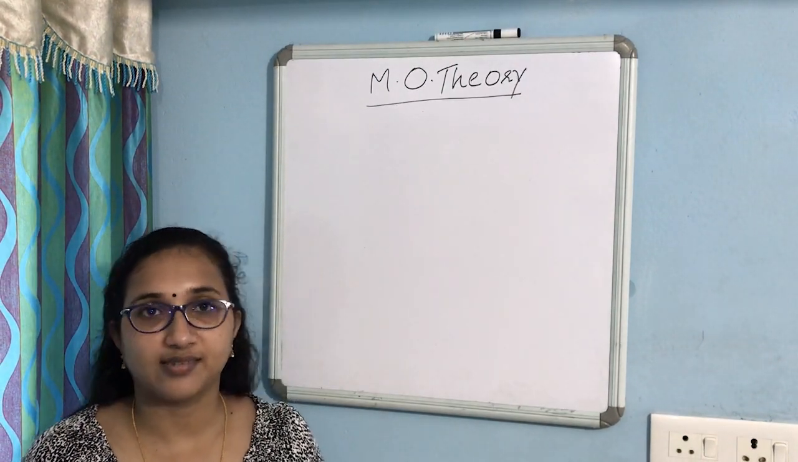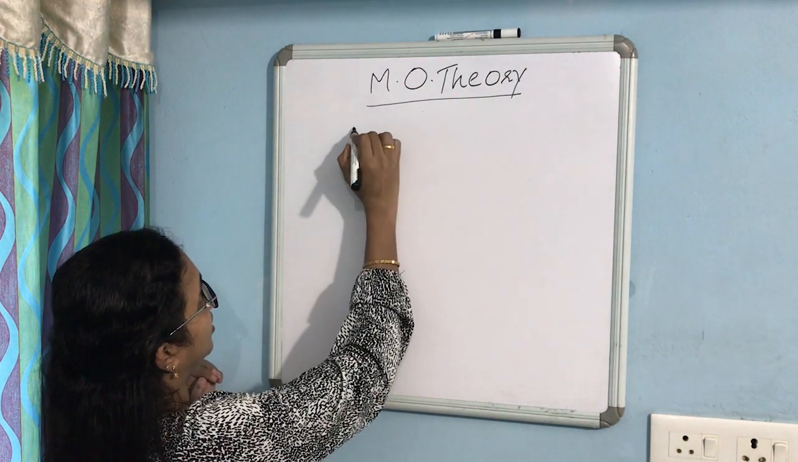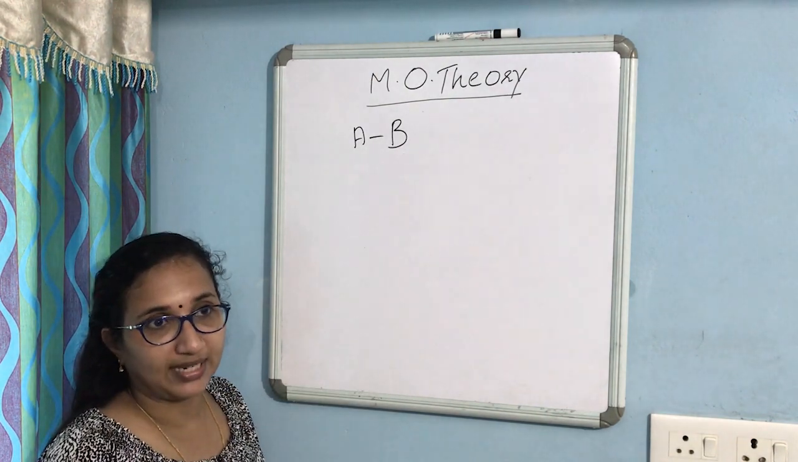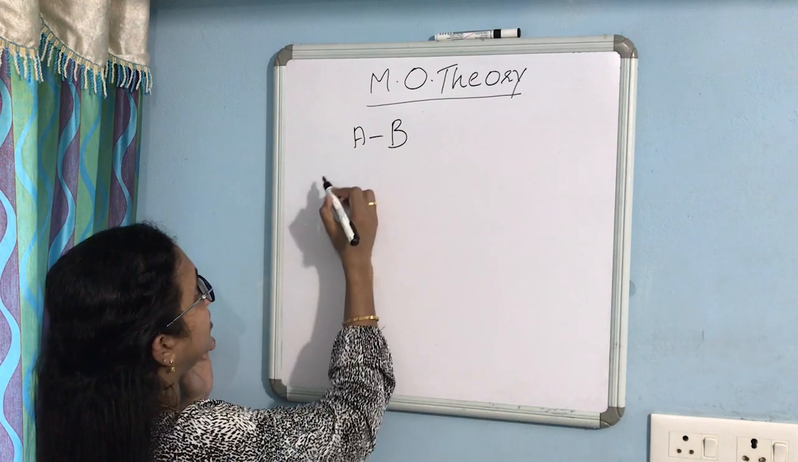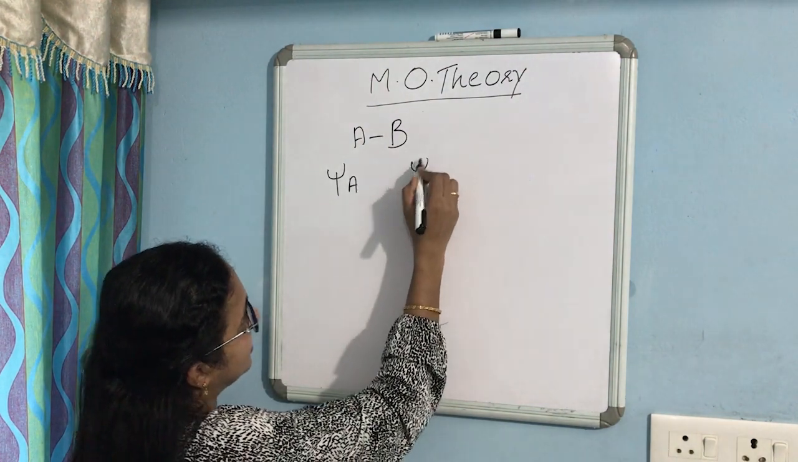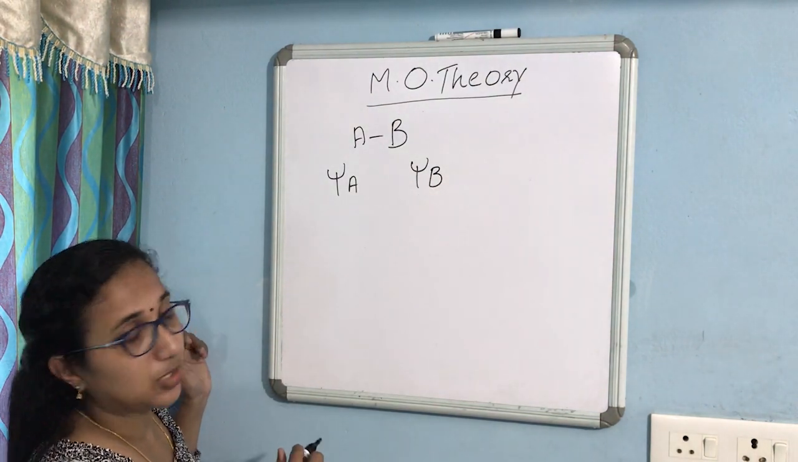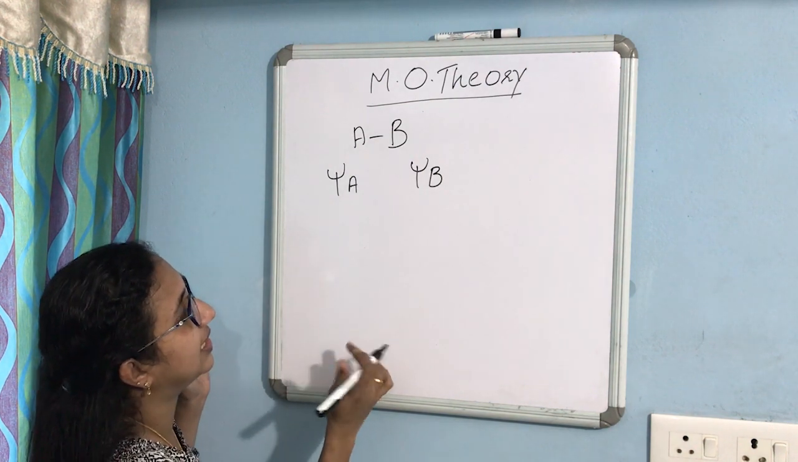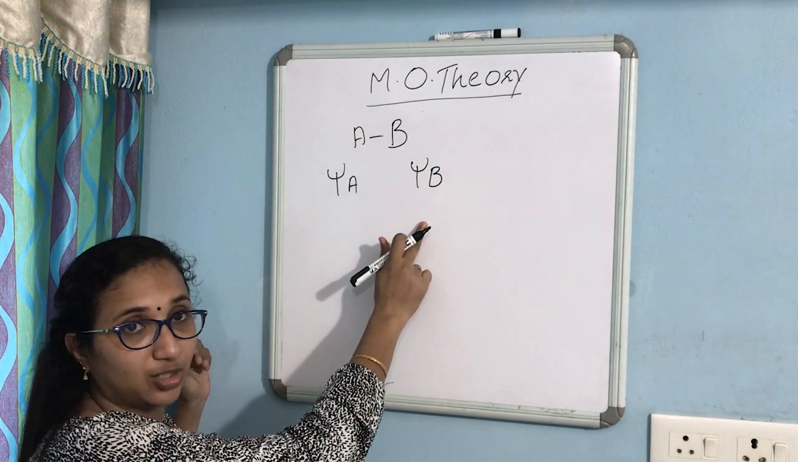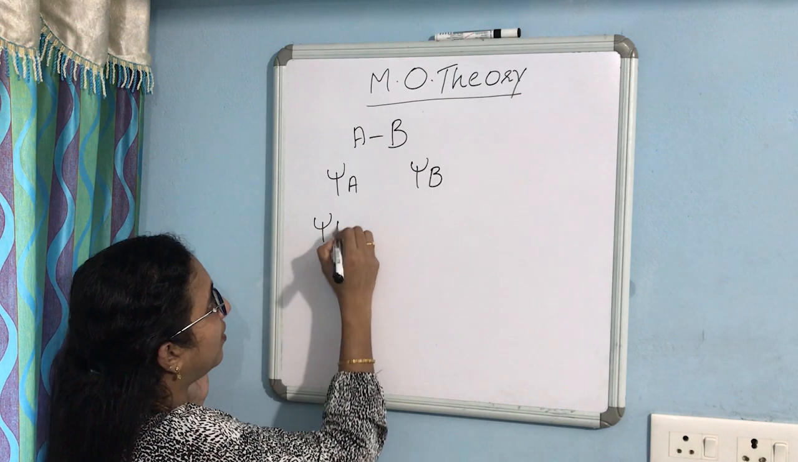So now let's take the example of a covalent bond formation by molecular orbital theory. Take a diatomic molecule of the type AB, and let psi A be the wave function of atomic orbital of A and psi B be the wave function of atomic orbital of B. According to molecular orbital theory, a covalent bond is formed by the combination of these two atomic orbital wave functions. So a molecular orbital will be formed.